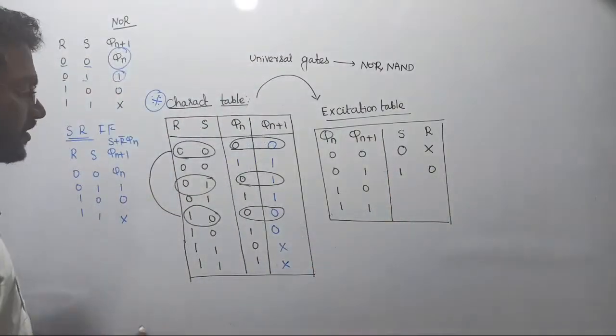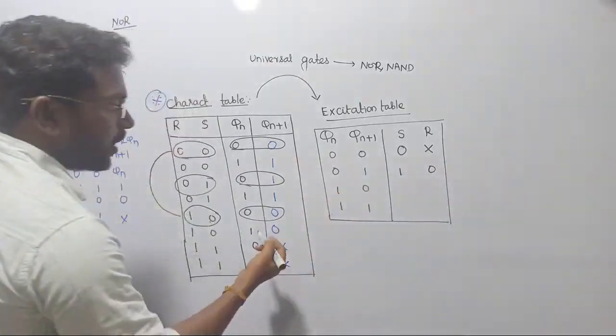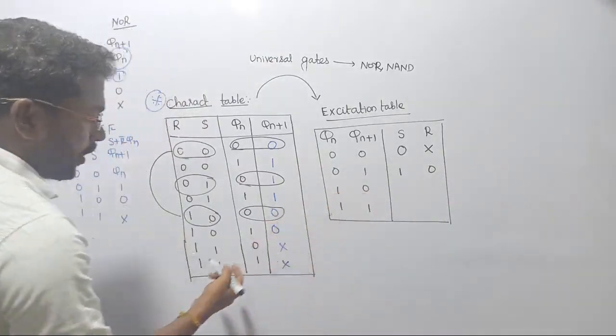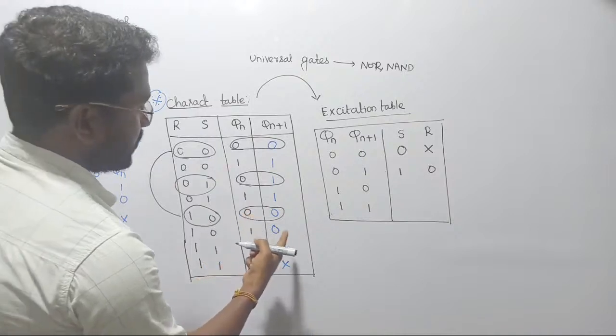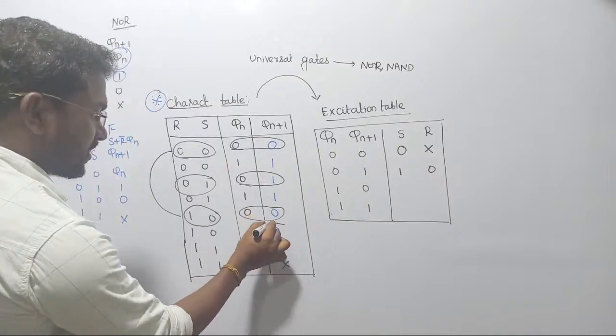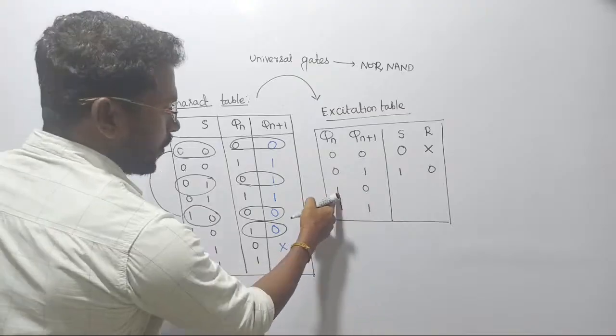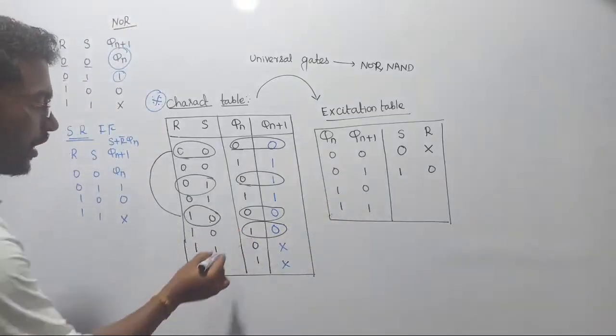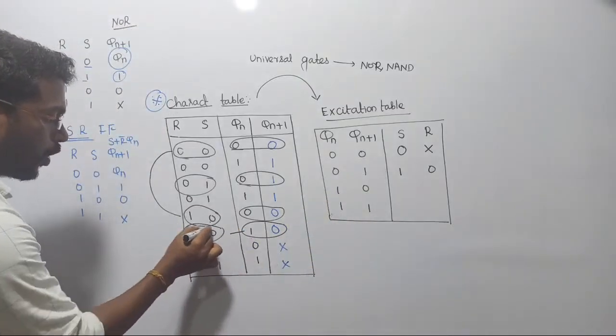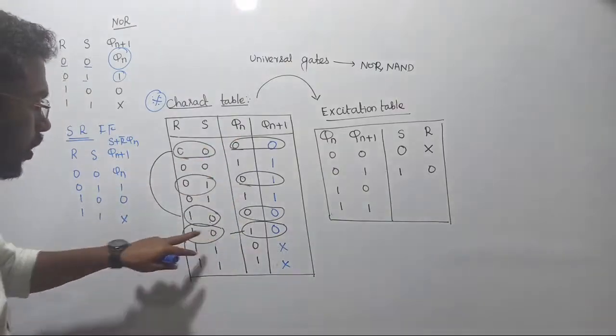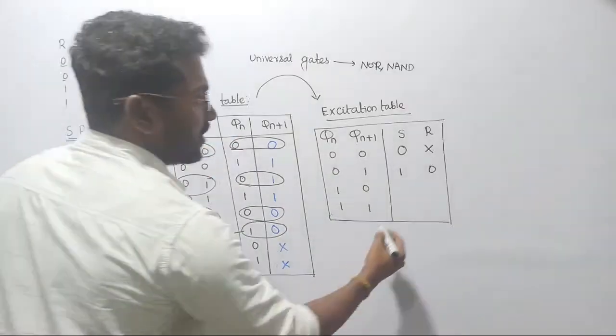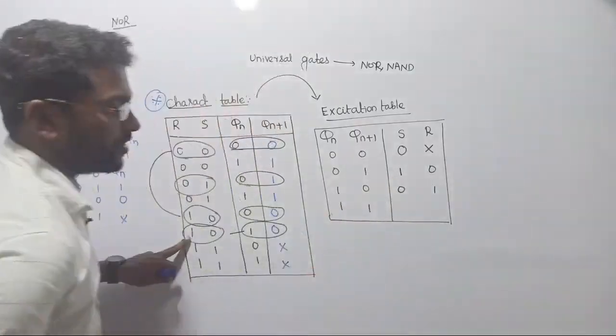Clear? So let us consider the next possible inputs, 1 0. See, present is 0, past is 1. Its possible inputs are correspondingly 1 and 0, because there is only one possibility, 1 and 0. For the reset pin we are considering 1, for the set pin we are considering 0.